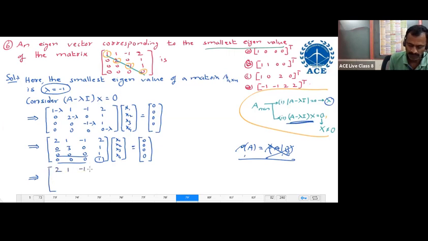2, 1, -1, 2, 0, 3, 0, 1, 0, 0, 0, 0. So 1. Or 4 minus R3, 0, 0, 0, 0. Now this is in echelon form. x1, x2, x3, x4 equal to 0, 0, 0, 0.